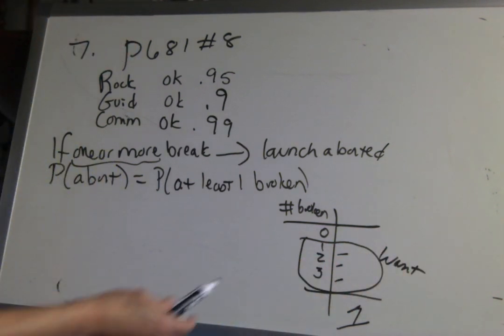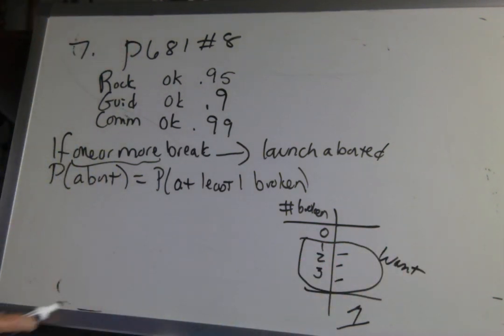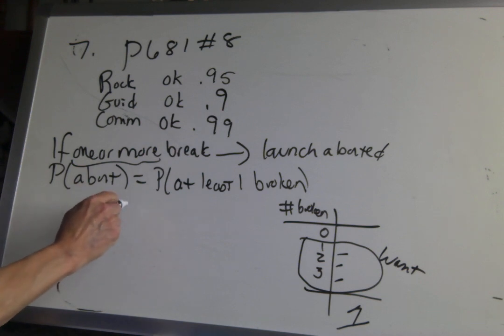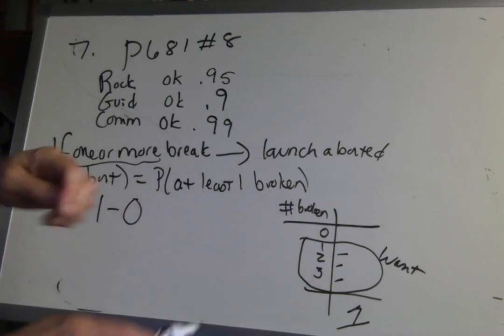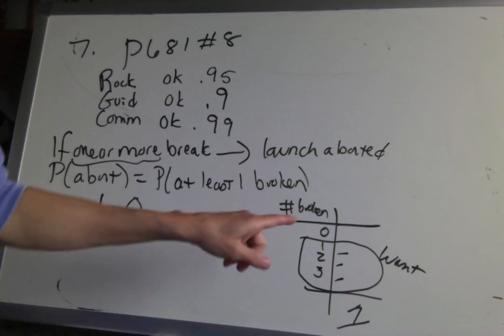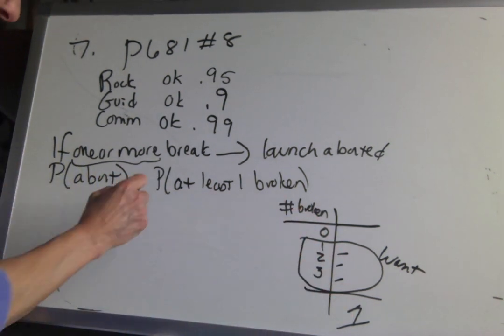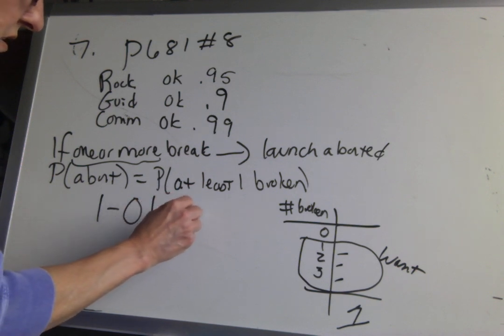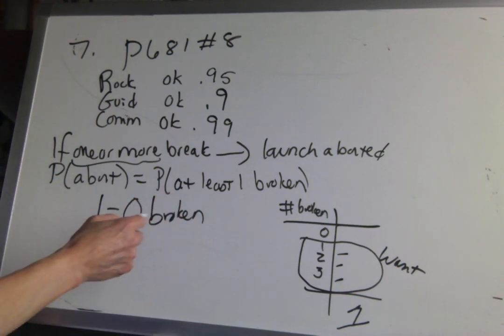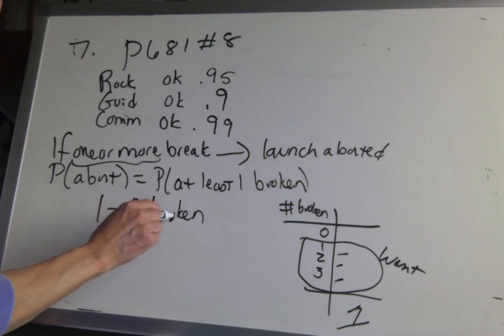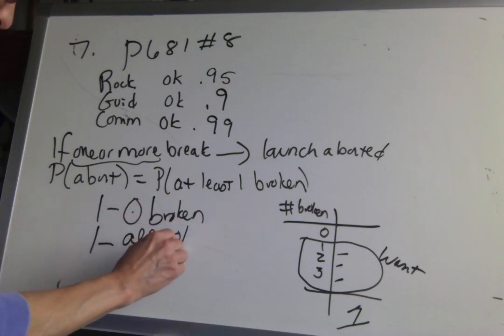And I don't know what those probabilities are. We're not going to come at it the long way. Let me do my complement rule, and I can't stress this enough. This title, 1 minus 0 broken. Oh, and it's the 0 case, so I have to do a synonym: 0 broken are all okay.